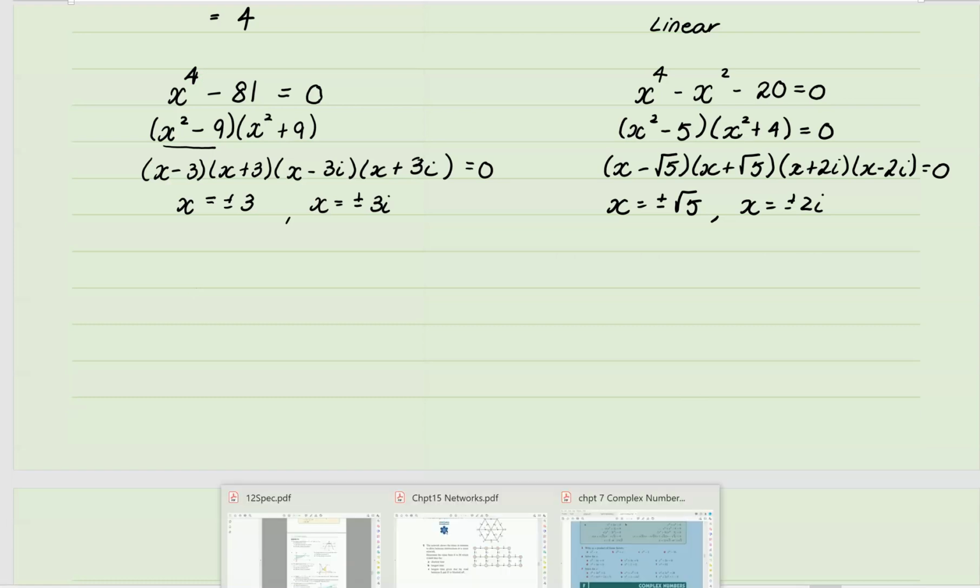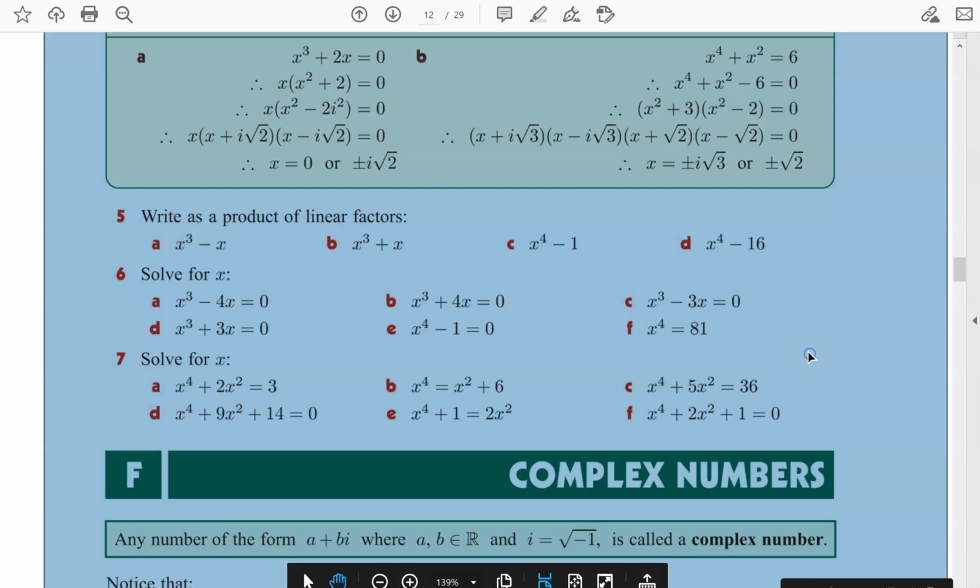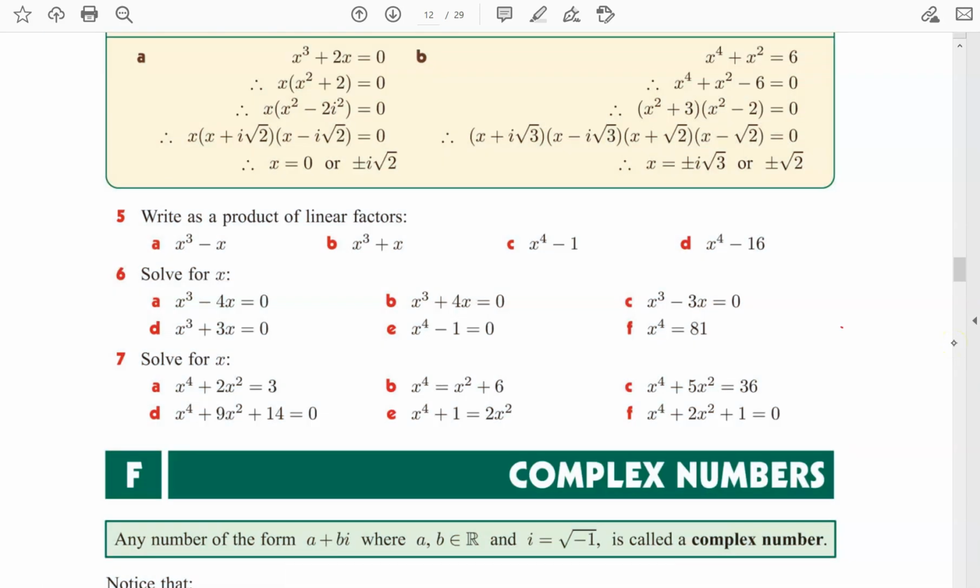So give this a whirl. If you get stuck on one, just flick me a message and I can help you with that. Remember, you also have the answers.